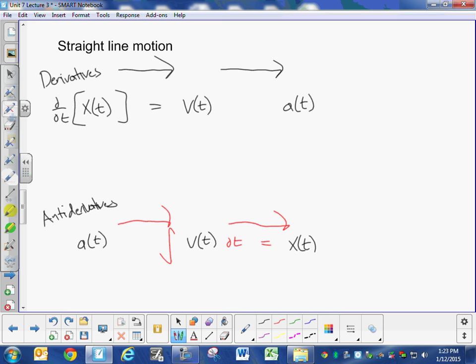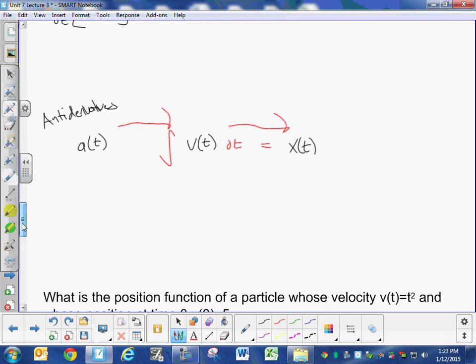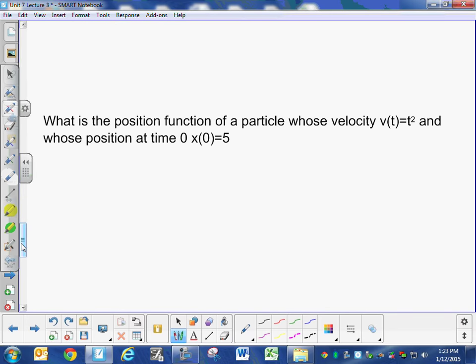Well, that's the key to the connection between areas under curves and antiderivatives. You might not be able to see it today, but you'll be able to see it next class, okay? So just understand the way things work. You could have a specific question.